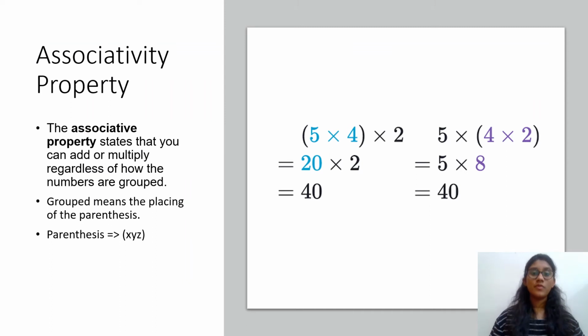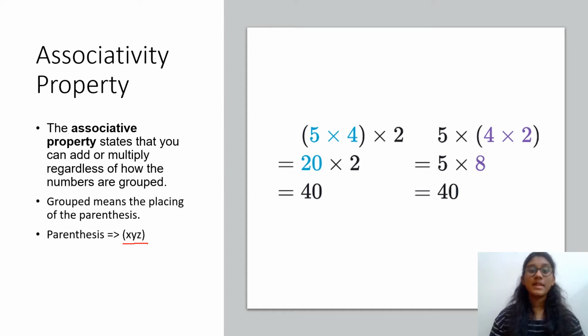Now let us move on to the associativity property. This property states that we can add or multiply the given numbers regardless of how they are grouped. Let us get into some vocabulary now. Grouping of numbers refers to the different possible placements of the parentheses. The parentheses. Never heard of that, huh? Don't worry. It simply refers to simple brackets like these.